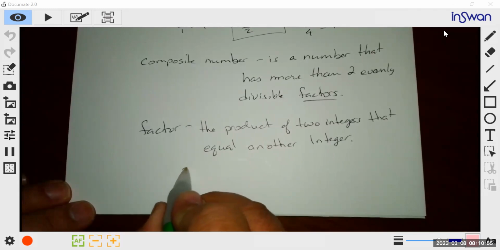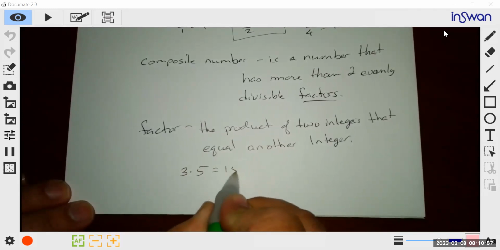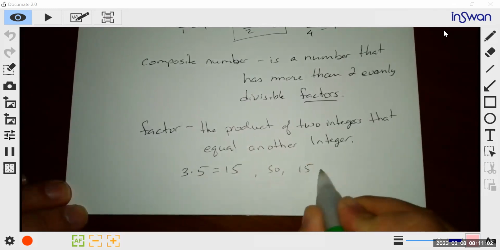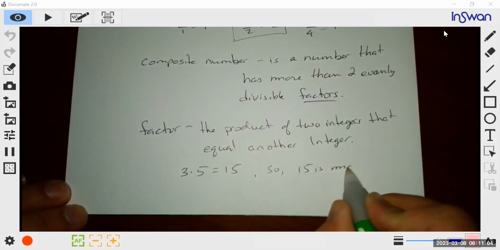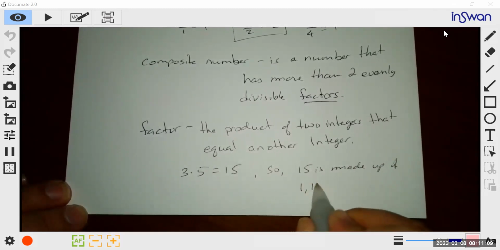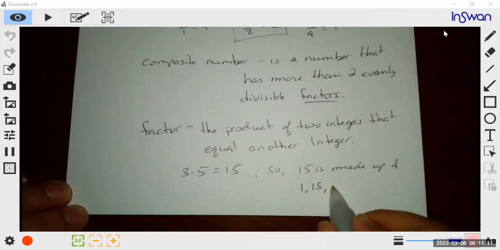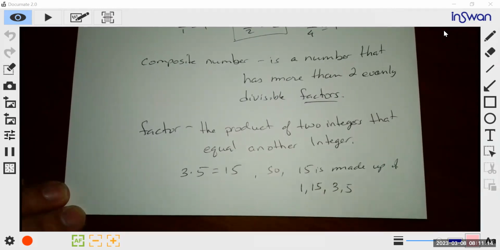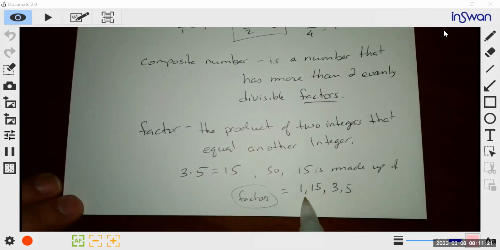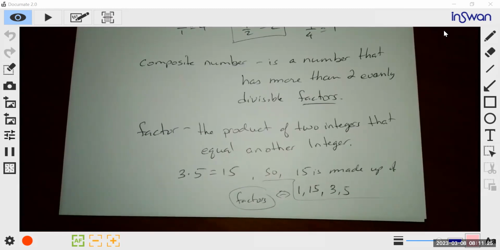So for example, 3 times 5 is 15. So 15 is made up of 1 and 15. That's what they equal. And 3 and 5. These are the factors. So 15 is made up of these numbers, and we call those numbers factors. 1 times 15 is 15. 3 times 5 is 15.